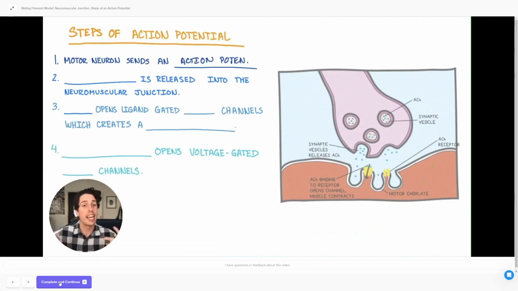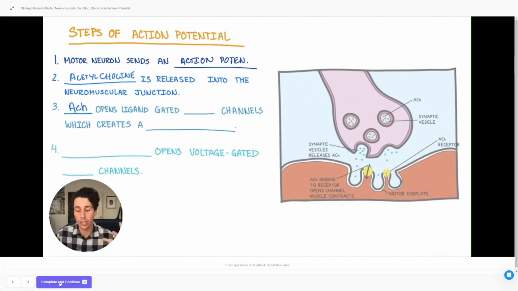And so we can see that when that action potential gets down to the end of the motor neuron, there are these little synaptic vesicles that are going to fuse with the end portion and release their contents into the neuromuscular junction. And these synaptic vesicles, in the case of muscle contraction, contain acetylcholine. So that's what we're seeing right here in these synaptic vesicles. So when the action potential reaches the end of the motor neuron, acetylcholine is going to be released into the neuromuscular junction. So let's go ahead and write that in. So acetylcholine. All right. And acetylcholine is also known as ACh. So we're just going to write that down here again.